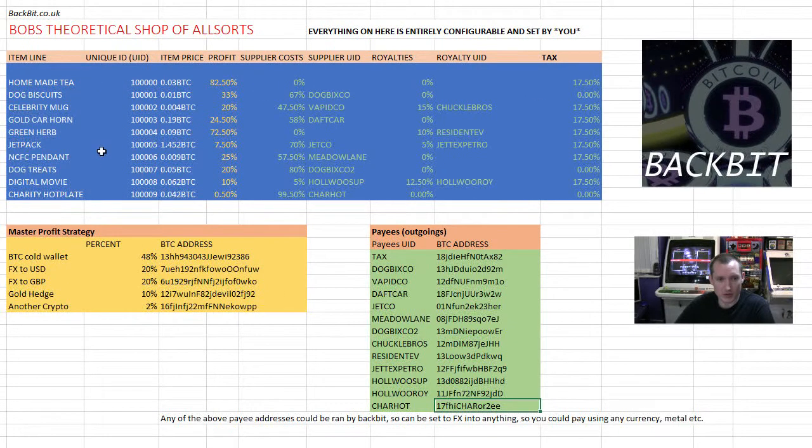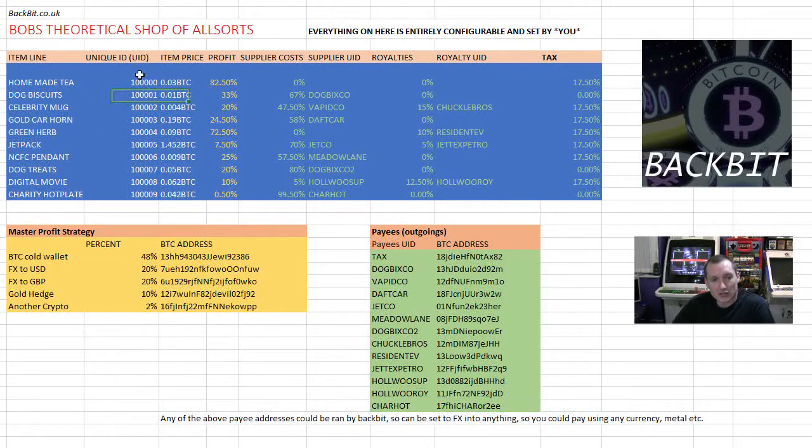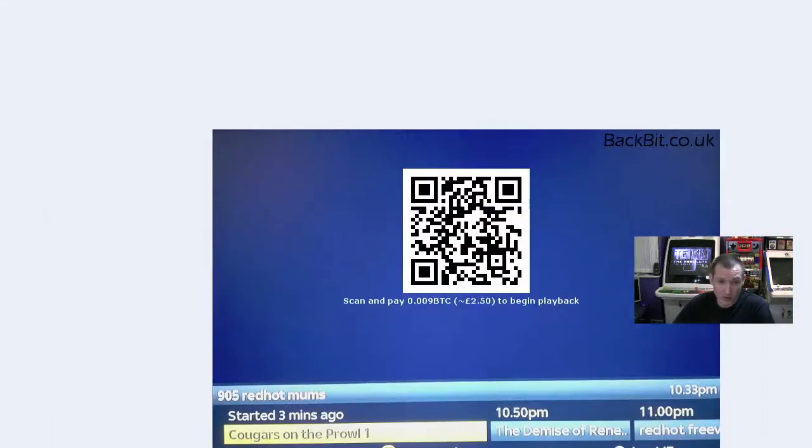Let's just have a flick over to somewhere that would use tax. So this is a shop, or how a shop would work. Unique ID is here. This is the main difference. You have receivings, and these generate. So this would be used to generate Bitcoin addresses, these unique IDs. So let's start with the digital movie. A unique ID here would generate a QR code, or BackBit would.